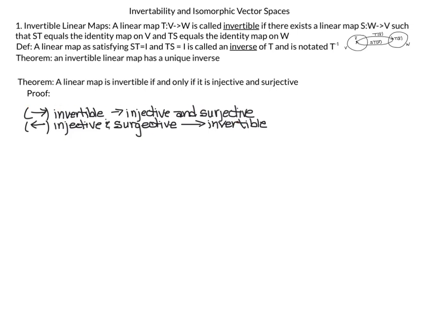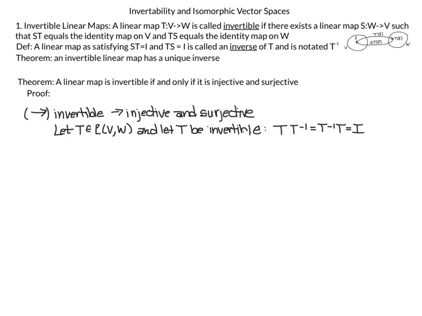And we are going to start with the forward direction. So in the forward direction, we want to show if it's invertible, that implies injective and surjective. We're going to start with a linear transformation t from v to w. We're going to let t be invertible. Again, that's part of our given. So if it's invertible, there's an inverse. We'll call it t inverse. So t times t inverse is equal to t inverse times t, which is equal to the identity matrix.